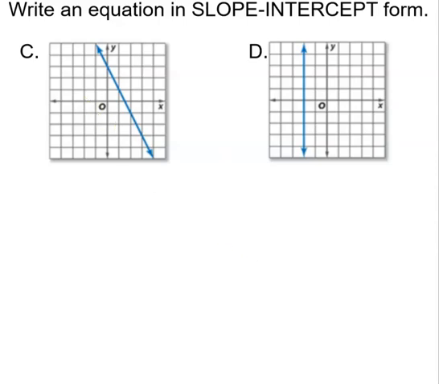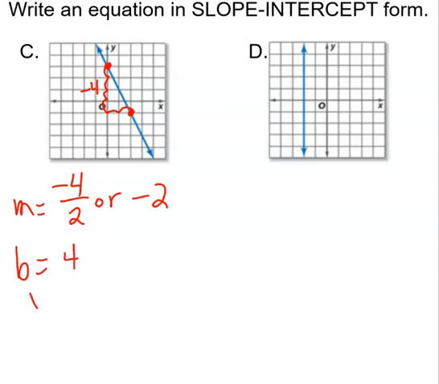Let's see how you did. The y-intercept is 3, and another perfect corner point is here. 1, 2, 3, 4 down, and 2 over. So the slope is negative 4/2, or negative 2. The y-intercept value was positive 4. So you could write your equation as y equals negative 2x plus 4, or you could reverse it: y equals 4 minus 2x.